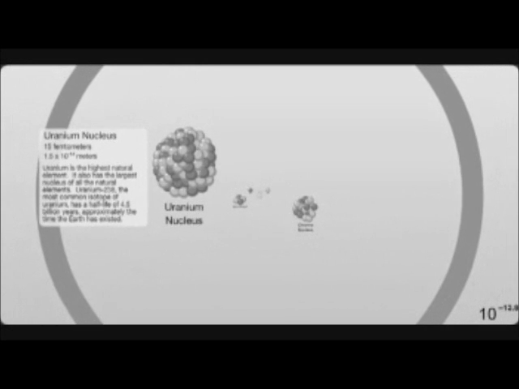The uranium nucleus is the highest natural element, and it also has the largest nucleus of all the natural elements. Uranium-238, the most common isotope of uranium, has a half-life of 4.5 billion years, approximately the time the Earth has existed.